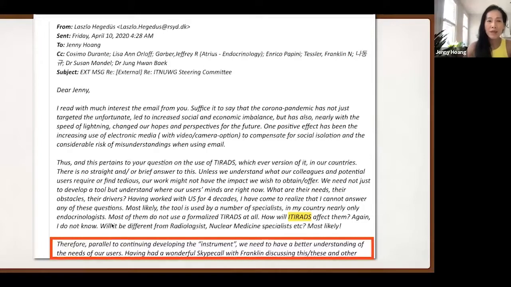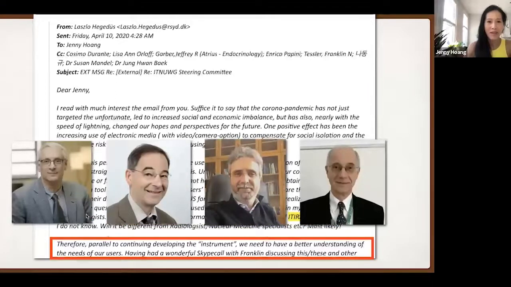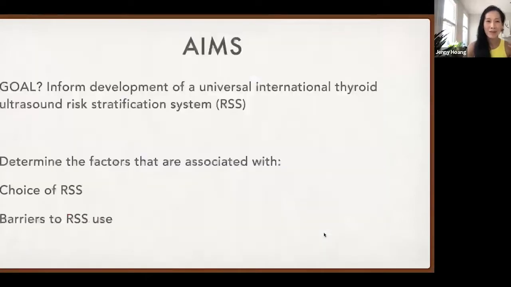And so back in April of 2020, these giants got together, Franklin, Laszlo, Cosimo, Enrico, and they created a survey to poll users of risk stratification systems, people that care about thyroid nodules, about their opinion about what the new universal risk stratification system should look like. So I've told you now the three levels of why, and now let's get into the paper. So the overarching aim of the paper was to inform the development of a universal international thyroid risk stratification system. So people from Asia, Europe, the United States could look at a thyroid nodule, use the same terms to describe the thyroid nodule, and have the same way of categorizing the risk and have the same management recommendations. And that's across all specialties.